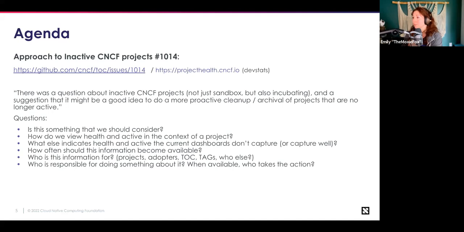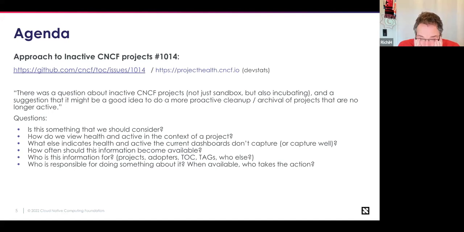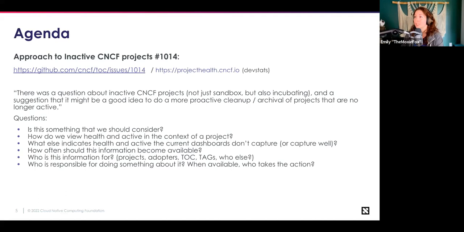Richie? As part of my TOC responsibility, I have a project which I'm a little bit doubtful about, so it might lead to archival. So I'm also happy to look at all the policies and provide a PR and lead the public discussion. Okay, got Richie that's interested.